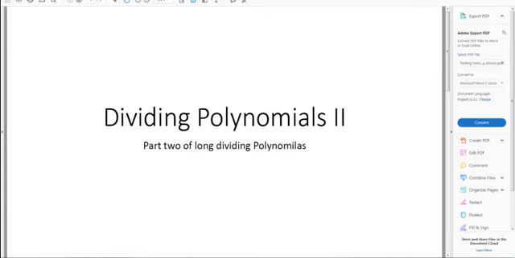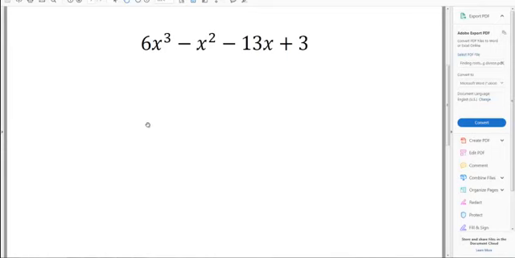Guys, today we're going to learn how to long divide polynomials and use the quadratic formula to find the roots. We're going to look at one problem today that has irrational roots, and we'll look at how we can find the roots from the graph and then long divide it, then use the quadratic formula to get to it. Okay. So we are given 6x cubed minus x squared minus 13x plus 3.